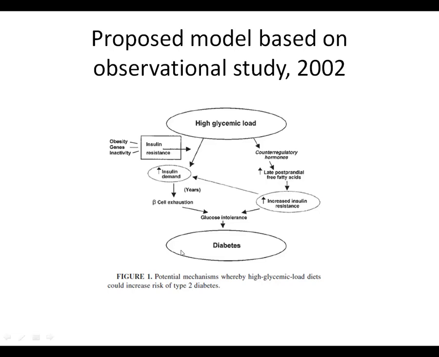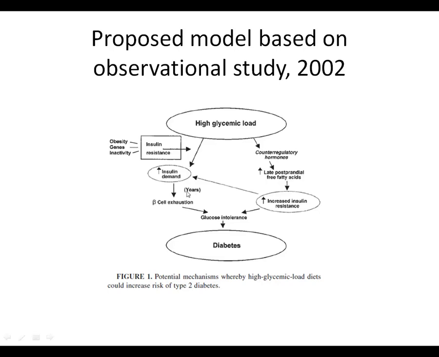Okay, so based on these observational studies, in 2002, they came up with a model for how high glycemic load, which is glycemic index times number of grams of a particular carbohydrate, caused diabetes. And what they suggested was that when you have a high glycemic load, where you have these rapid and high spikes of glucose coming into the bloodstream, the insulin shoots up and it overshoots, and you have to pump out a whole lot of insulin.